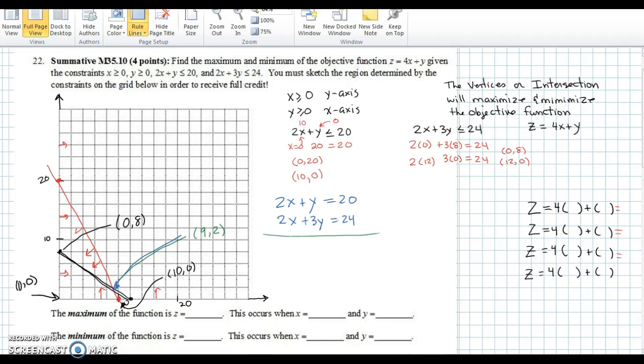Take just a minute to read this problem. Notice you've been given an objective function and a series of constraints. Oftentimes you're asked to figure these out. This time they've been given to you.